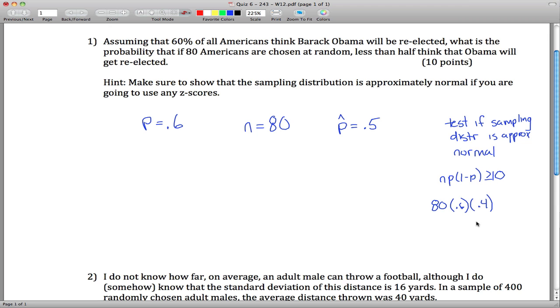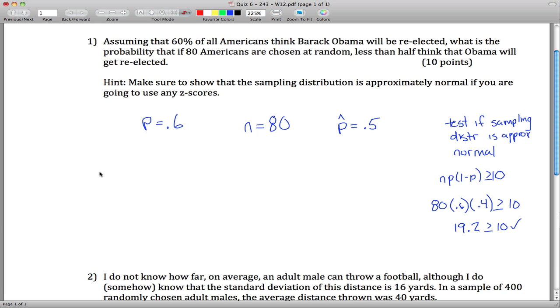If you stick that in a calculator, 0.6 times 0.4 times 80 gives you 19.2. This has to be greater than or equal to 10, and sure enough, 19.2 is greater than or equal to 10, as you'd probably expect, because if it wasn't, we couldn't even do this problem. But you need to write something like this to show that we can even do this problem.